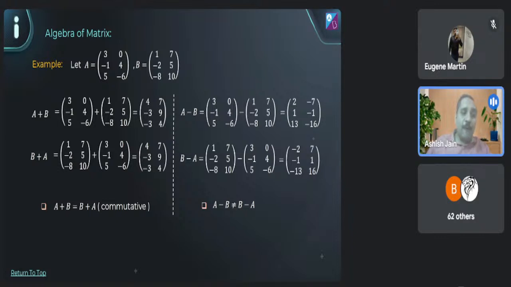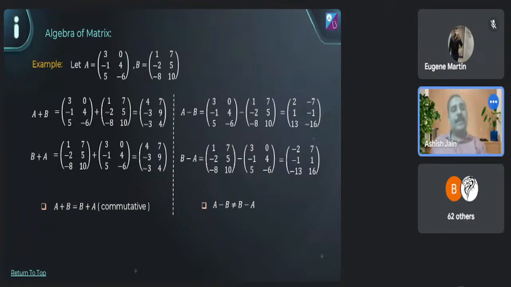Similarly, we need to find the value of B plus A. B plus A में हमें क्या करना पड़ेगा? पहले matrix B लिखना है, then put a plus sign, then you write matrix A. Again, we add corresponding elements. So 1 is added with 3, my answer is 4. 7 is added with 0, my answer is 7. Minus 2 is added to minus 1, my answer is minus 3. 5 is added to 4, my answer is 9. Minus 8 is added to 5, the answer is minus of 3. 10 is added to minus 6, my answer is 4.